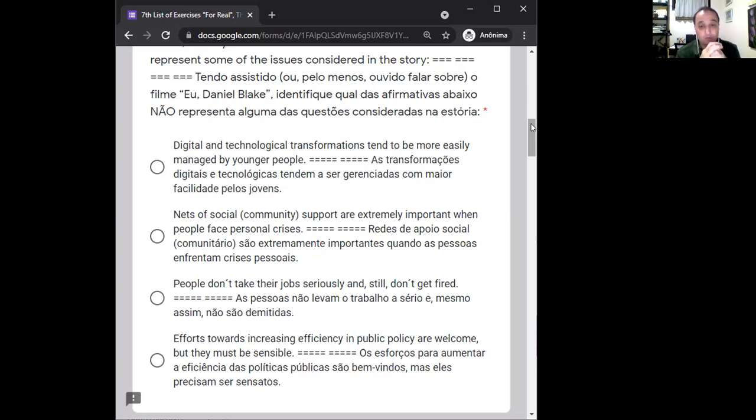But then again, the issue here is that it is true, sometimes we have public policy trying to be more efficient, which means to spend less money and still get good results. And many times we fail to do that in an ethical and comprehensive and sensible way. So yes, this is one of the things that you can see in the film, right? Questions so far?